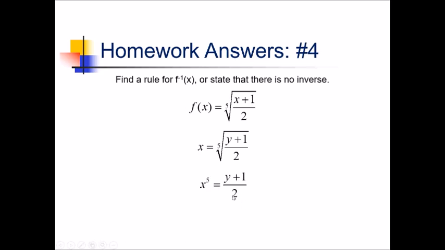Next, let me get rid of that 2 by multiplying both sides by 2. So we'll have 2x to the 5th over on the left side. And finally, we'll subtract 1 to get f inverse equals 2x to the 5th minus 1.